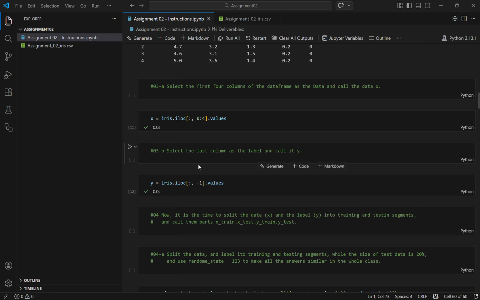Then I separated the features into X and the labels into Y. Then I used train test split with a random state of 123 to get the training and testing sets as requested. I verified that my training length is 120 and test length is 30.